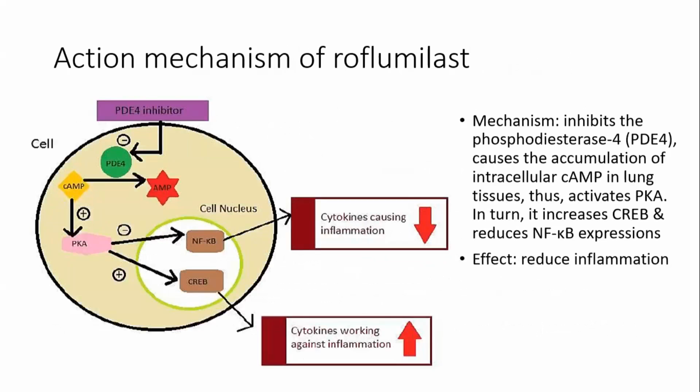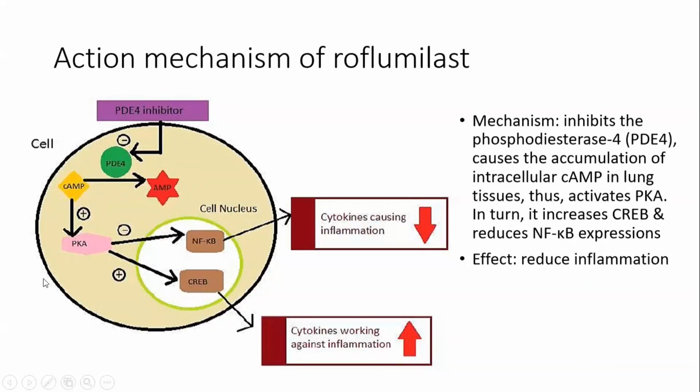So the action mechanism of roflumilast, the PDE inhibitors, is that they inhibit the PDE. Because PDE's function is to convert cAMP to AMP, by inhibiting this enzyme's activity, they will increase the cAMP.